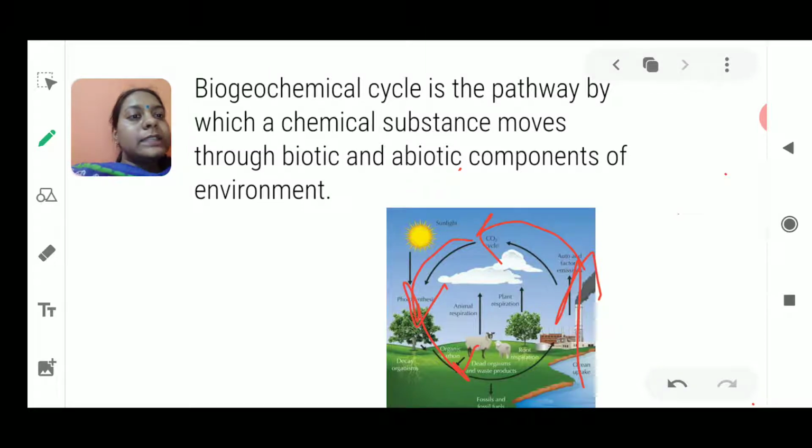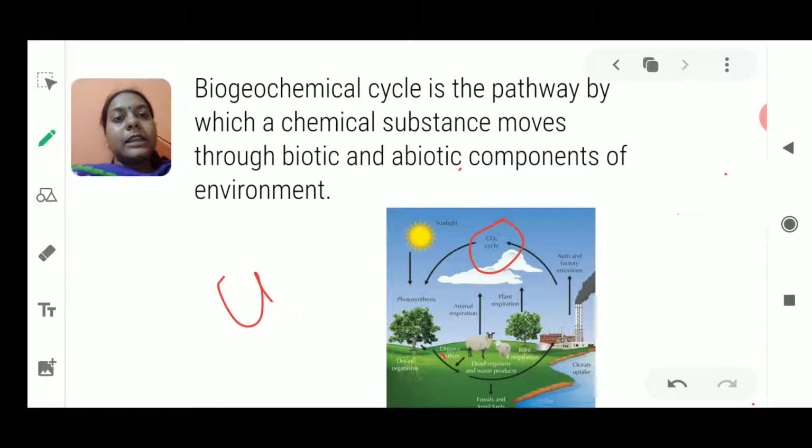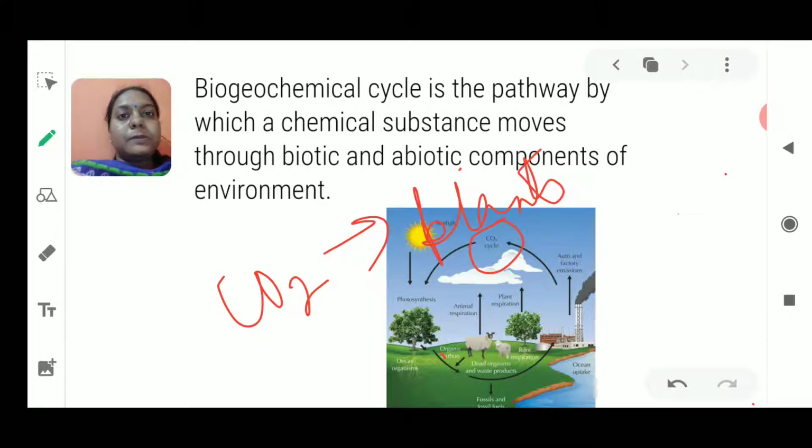Okay, so here the carbon dioxide cycle is also running, the nitrogen cycle is also running. So many types of biogeochemical cycles are running in nature simultaneously at the same time. Here the carbon dioxide cycle is running, which means carbon dioxide is again an abiotic component which is going to interact with the plants. Why is it going to interact with the plants? Because plants need carbon dioxide for the function of photosynthesis. Okay, so this was about the biogeochemical cycle, how they are a part of our life.